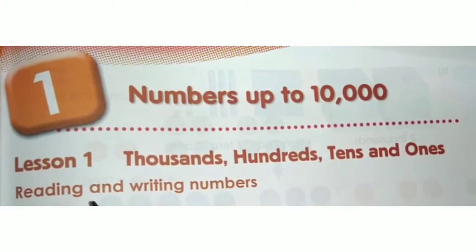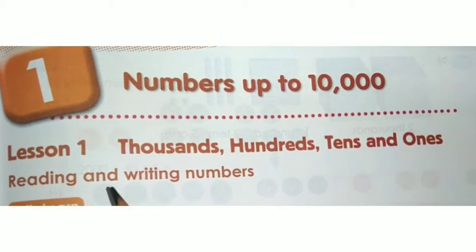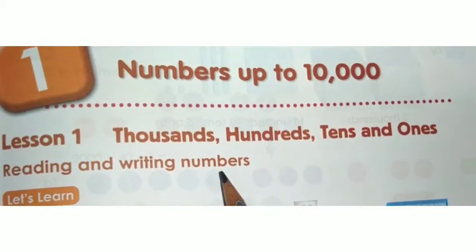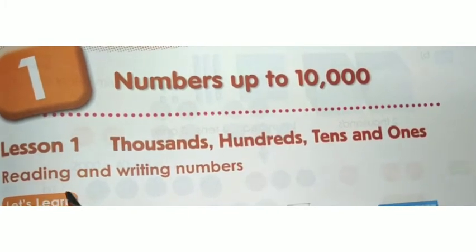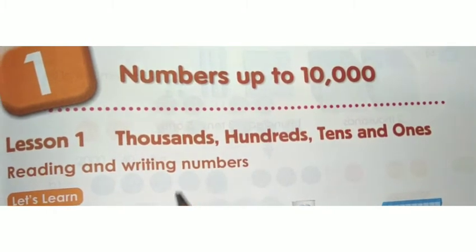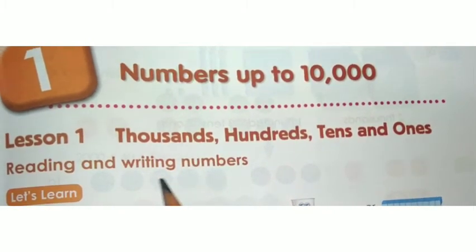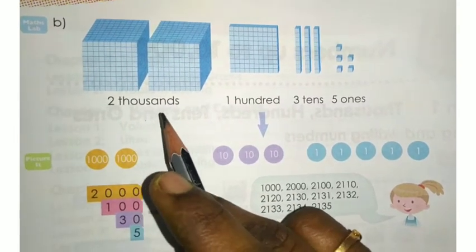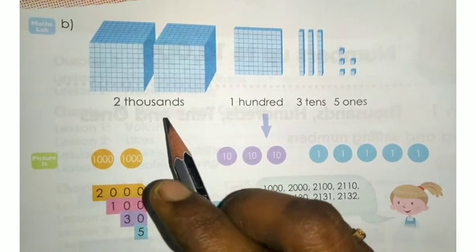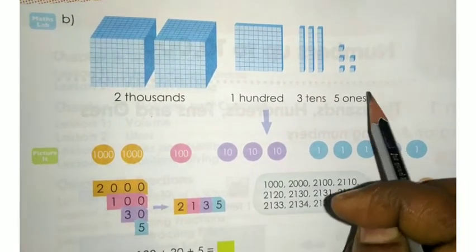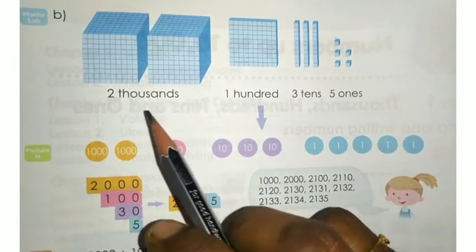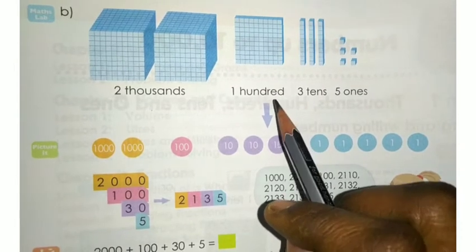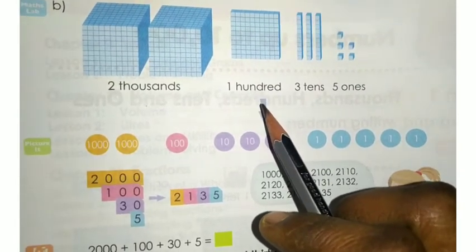In lesson 1, the important concept that you have to learn is reading and writing numbers. How to read the given number and how to write the given number. It is more important in chapter 1. Here you have to concentrate on the spellings of ones, tens, hundreds and thousands. Memorize these spellings, then only you can write the number name for the given number.